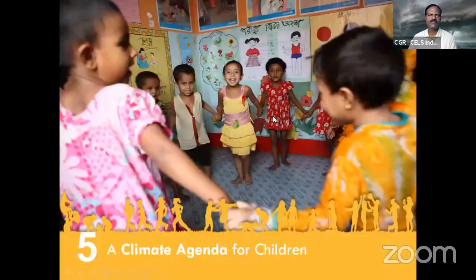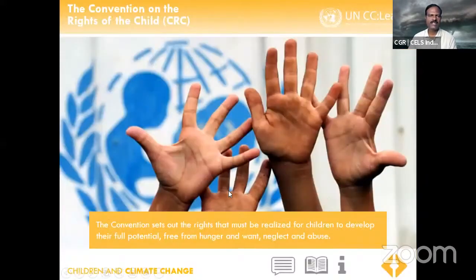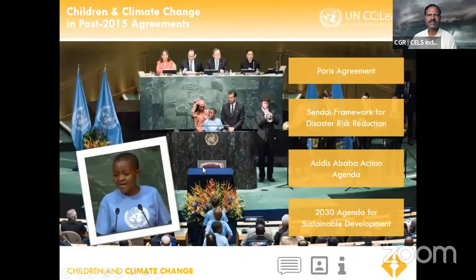So this is a kind of exercise given. Then a climate agenda for children. What is the agenda? The convention sets out the rights that must be realized for children to develop their full potential, free from hunger and want, neglect, and abuse. So this is one of the important aspects.